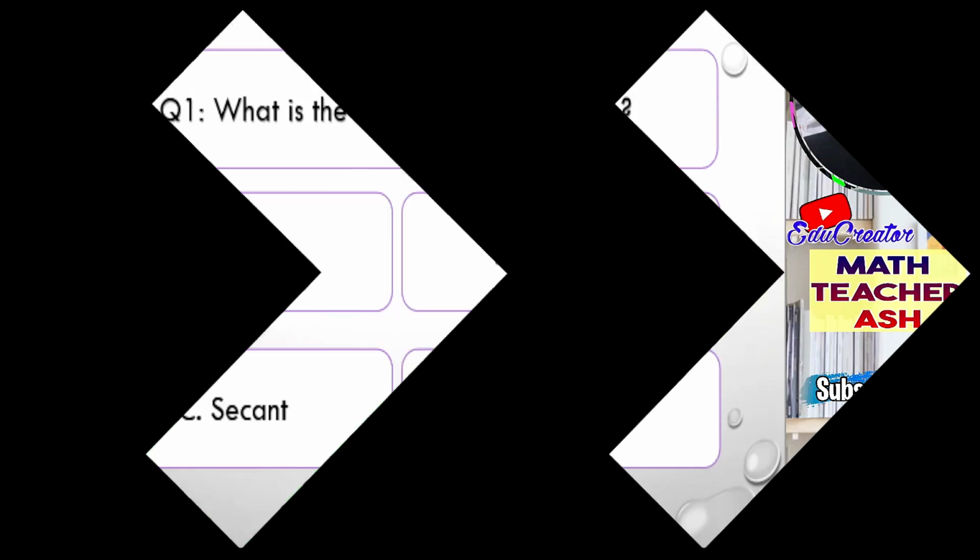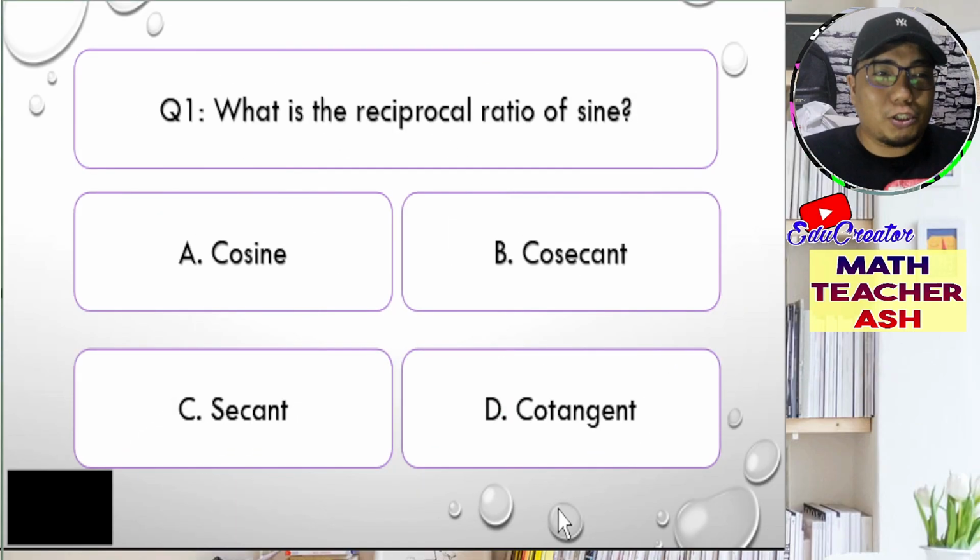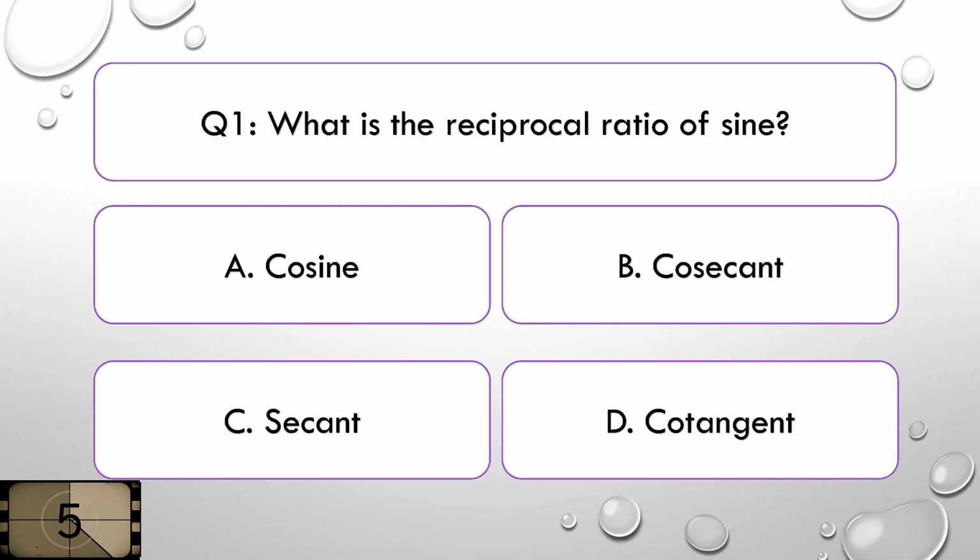Question number 1. What is the reciprocal ratio of sine? Is it A, cosine, B, cosecant, C, secant, or D, cotangent? I'll give you 5 seconds to think about your answer.